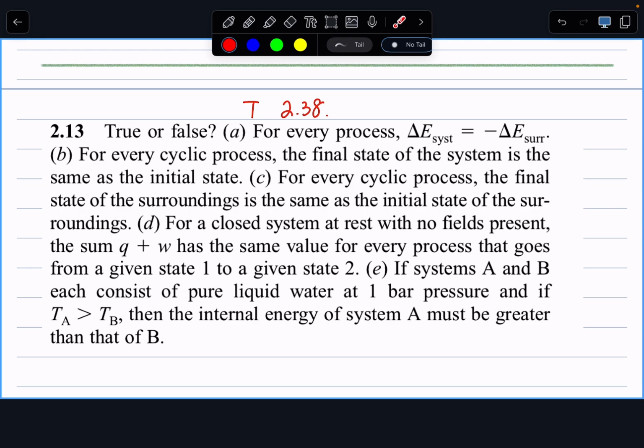Okay, raise your hand if you think it is true. Okay, raise your hand if you think it is false. And why do you think it is false?